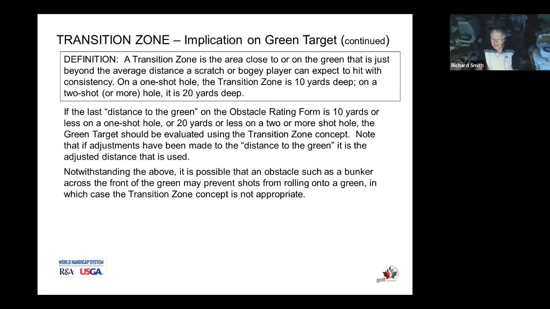Okay. Now, notwithstanding, also consider the situation. If you have, for example, a bunker which blocks a good chunk of the front of the green, well, then those shots don't have any hope of rolling up to the pin. So you wouldn't even use the transition zone. You'd take a landing zone down there in front and just use only the short shot remaining to get your green target.